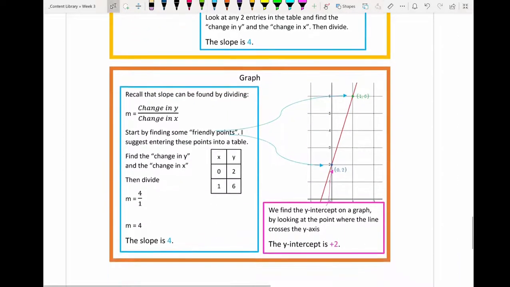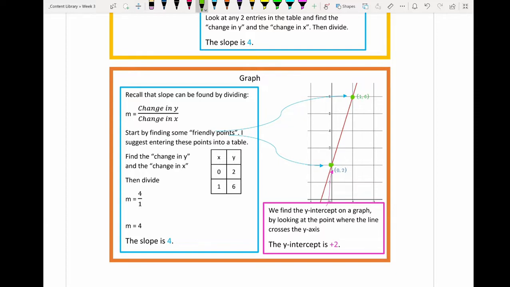In our graph, so if we're given a graph, remember that the slope can be found by dividing change in y by change in x. So here we want to start by finding some friendly points. And again, the friendly points we've talked about are points that fall nicely on our grid lines, or ones where we can find the exact values of. So in this case, we have 0 and 2, and 1 and 6.